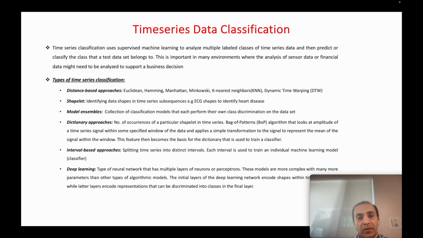Model ensembles, where we use a collection of classification models, several different classification methods are combined, and each performs its own class discrimination on the dataset. Dictionary approaches, where we use the number of occurrences of a particular shapelet in a time series, and bag of patterns algorithm that looks at the amplitude of a time series signal within some specified window of the data and applies a simple transformation to the signal to represent the mean of the signal within that window. This feature then becomes the basis for the dictionary that is used to train a classifier.